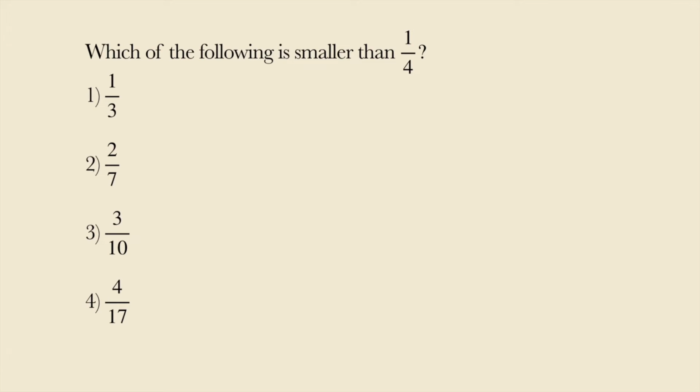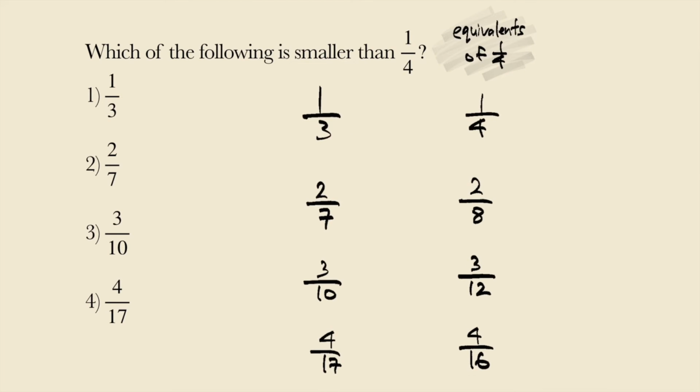Again, using equivalence, which one is smaller than 1/4? So if you look at equivalence of 1/4, is this smaller? No, actually this is larger. Okay, next, 1/4 converts to 2/8. This is again a larger fraction. The denominator here is smaller, so this is a larger fraction. Now this is the one that's smaller.